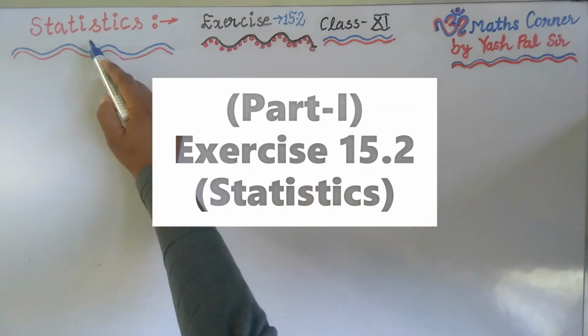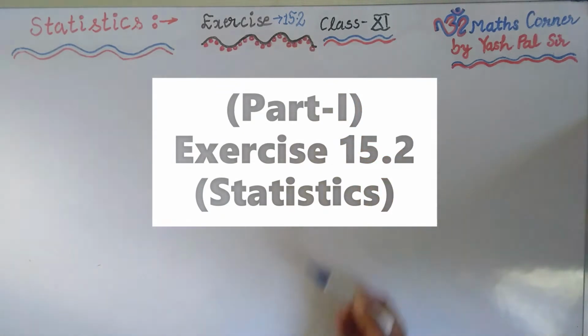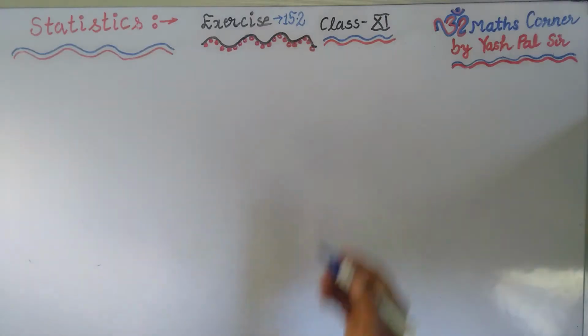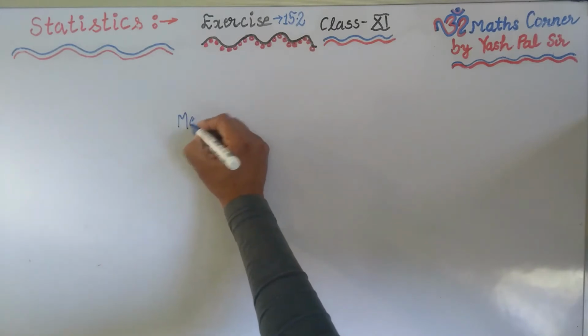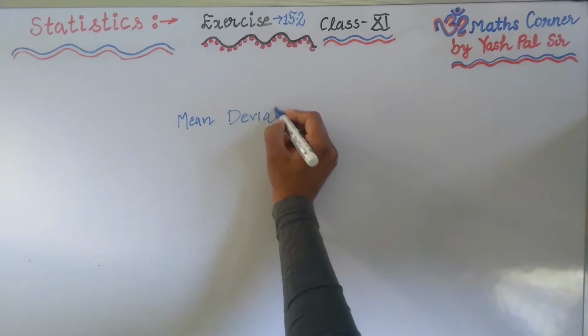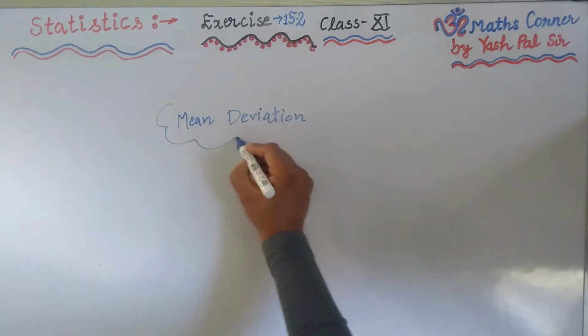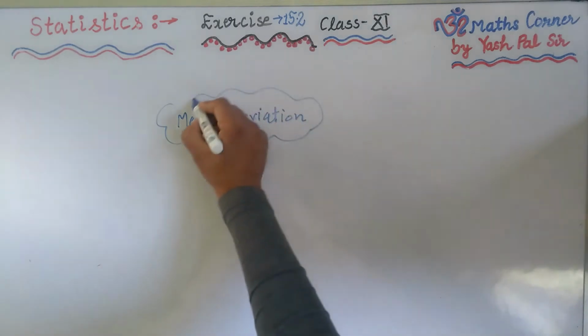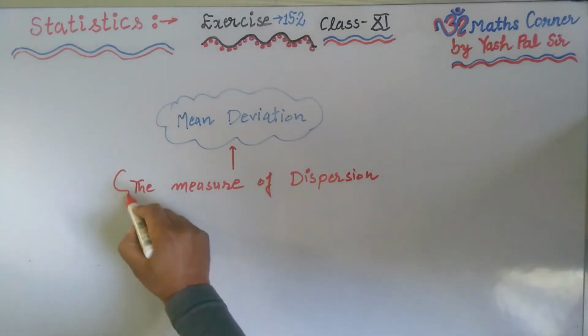Today we shall discuss exercise 15.2. Name of the chapter is statistics for the students of class 11, subject mathematics. So let us proceed now. In the previous video we studied about mean deviation. What is mean deviation? The measure of dispersion.